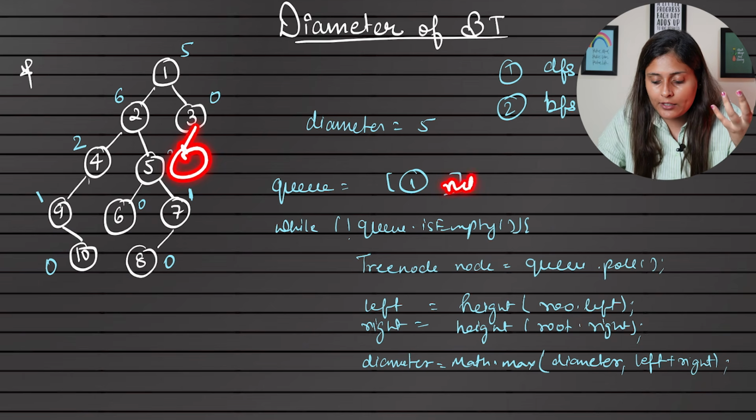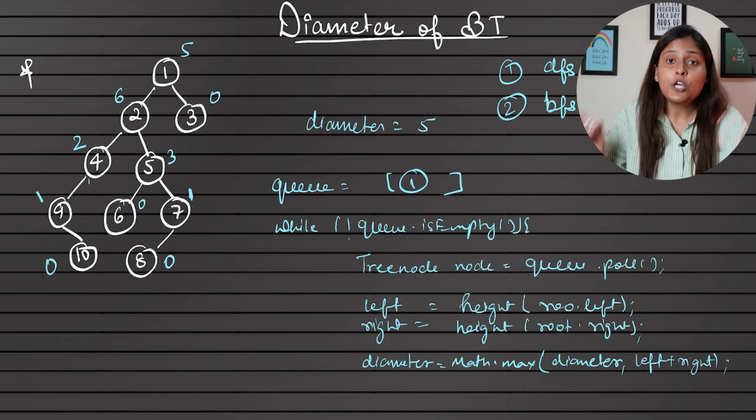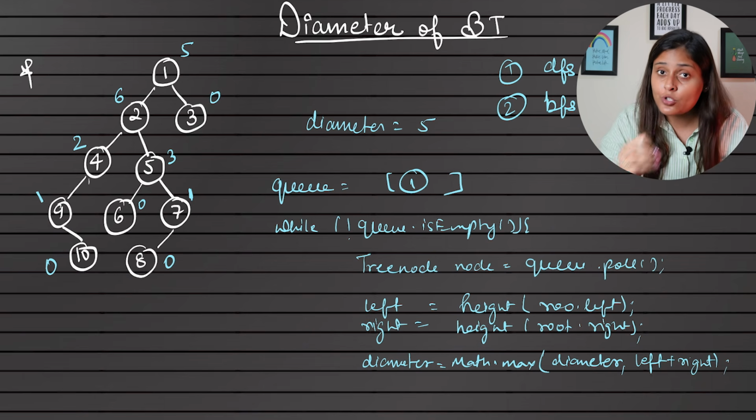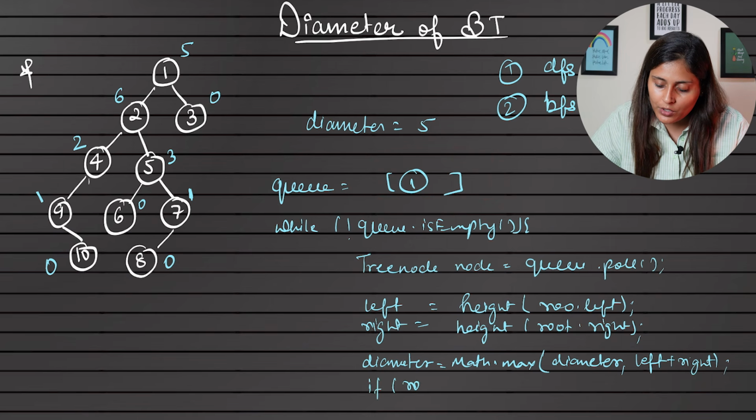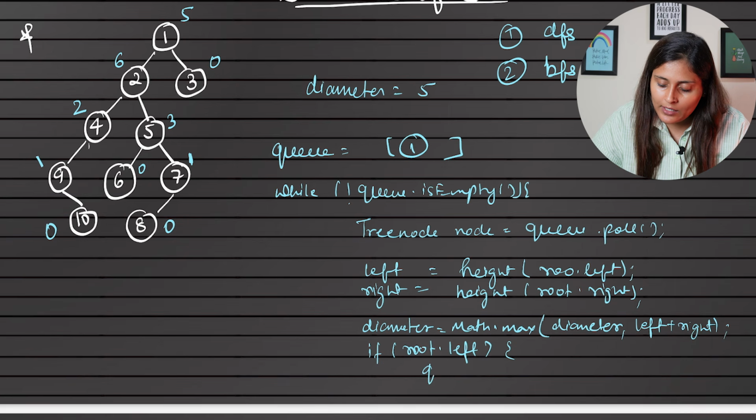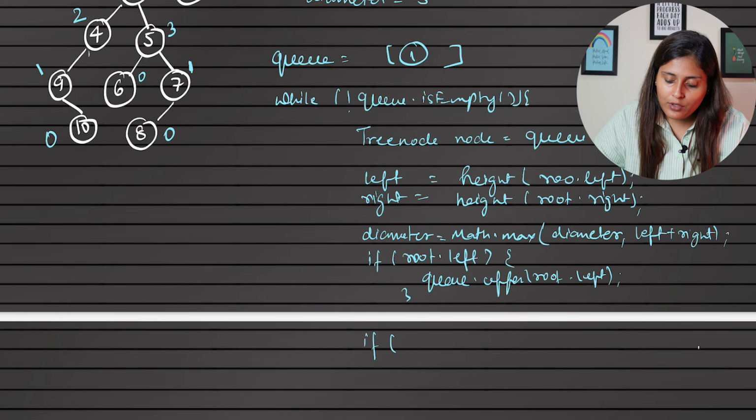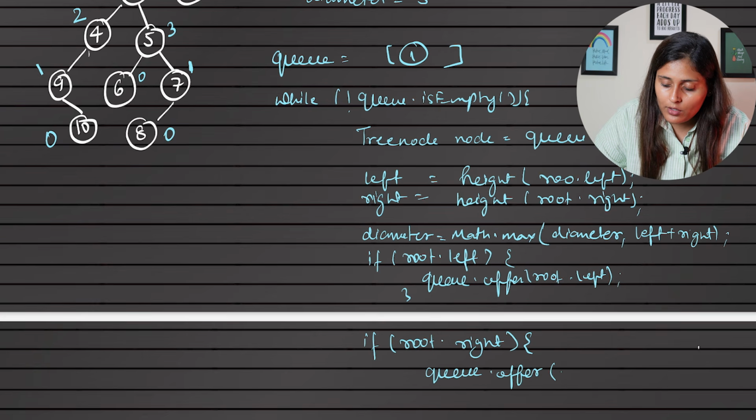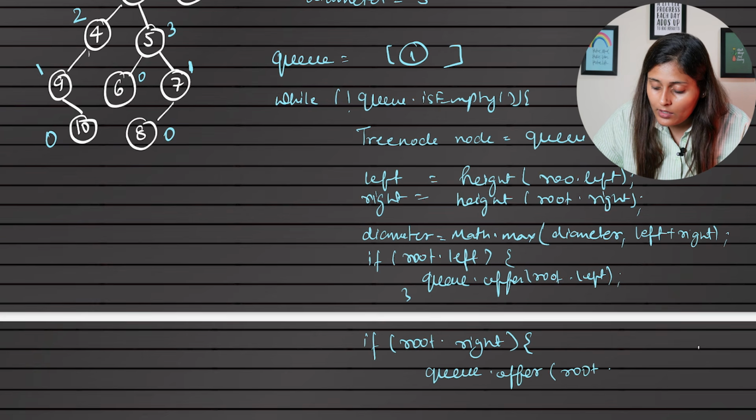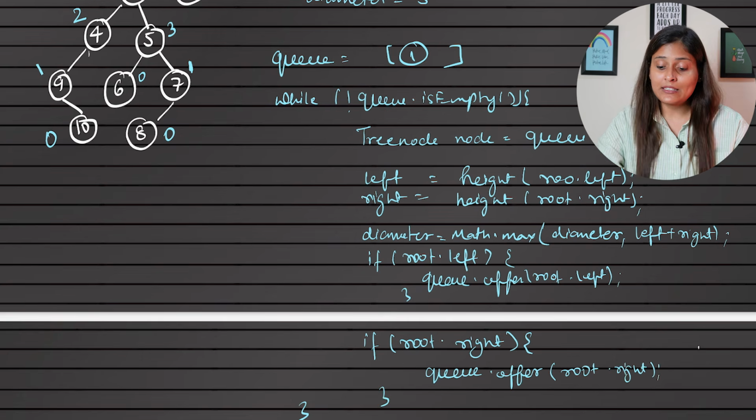And if you insert null here, when you pop, you will call the function height with null.left. It will give you a null pointer exception. So it is very important to insert only those nodes in our queue which are not null, correct? So can I write here that if my root.left exists, then only in queue offer root.left? Similarly, if my root.right exists, then in queue offer, means add, root.right, and that's it.